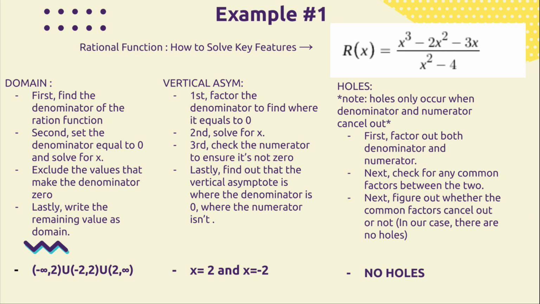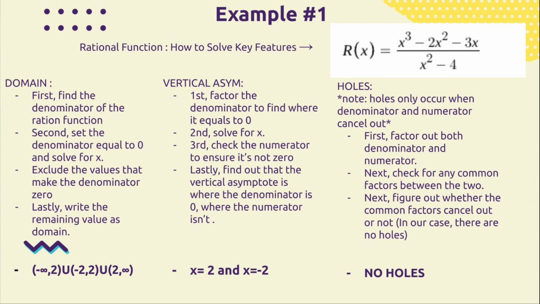For rational functions, this depends on the degrees of the numerator and the denominator. Okay, for the first example, we're going to figure out how to solve key features of this rational function, which is R of x equals 2x cubed minus 3x over x squared minus 4. So for domain, first we need to find the denominator of the rational function. After that, we need to set the denominator equal to 0 and solve for x. Afterwards, exclude the values that make the denominator 0. And lastly, write down the remaining values as the domain.